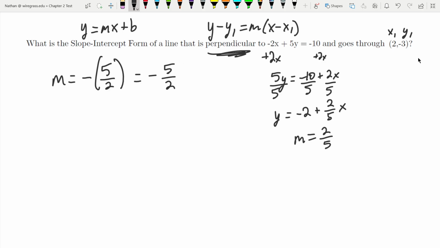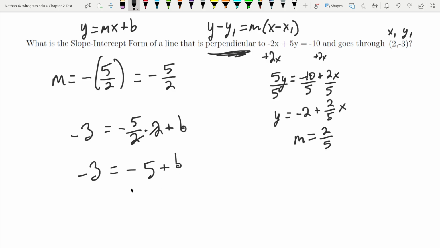So y is going to be the same thing as y1 here, negative 3. M is going to be negative 5/2. X is going to be our x on the line, so it's going to be 2 times 2. And we're trying to solve for b. That's the last unknown that we need. Okay, the 1/2 times 2 is going to cancel, so we're going to get just negative 5 there. And we're going to get plus b, so now we just need to add 5 to both sides. That's going to give us b equal to 2.